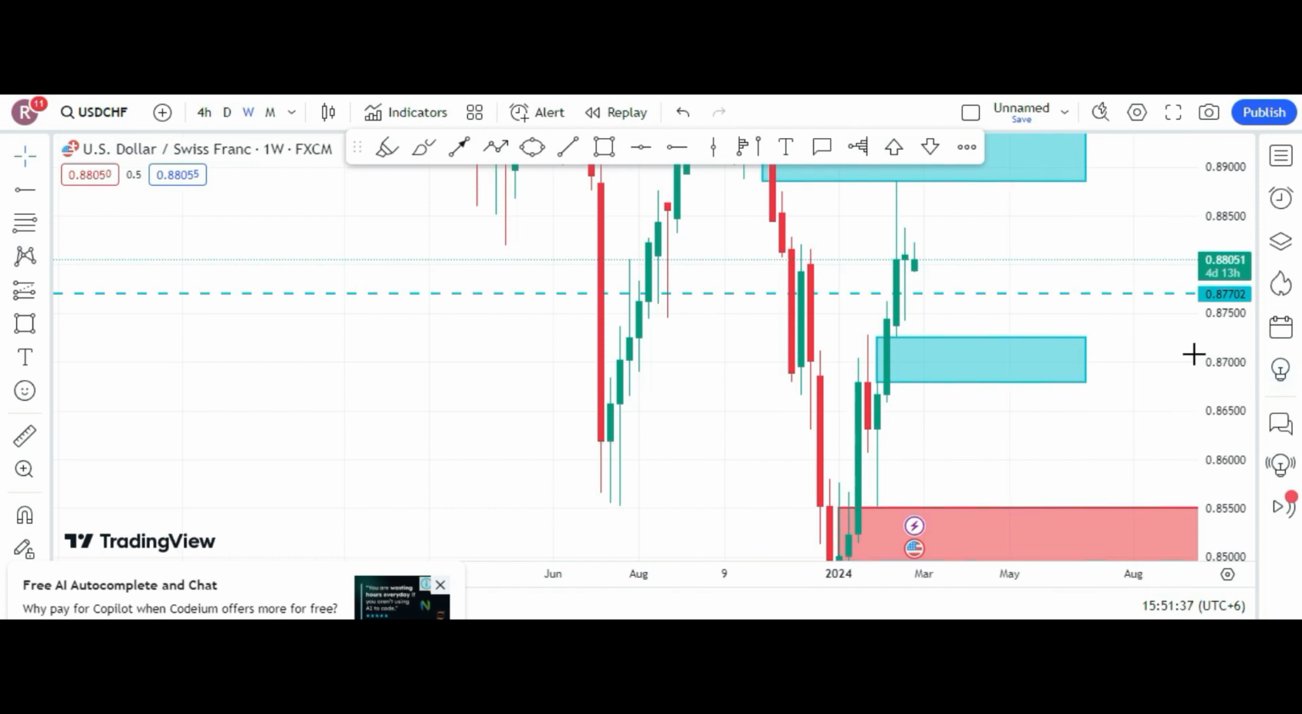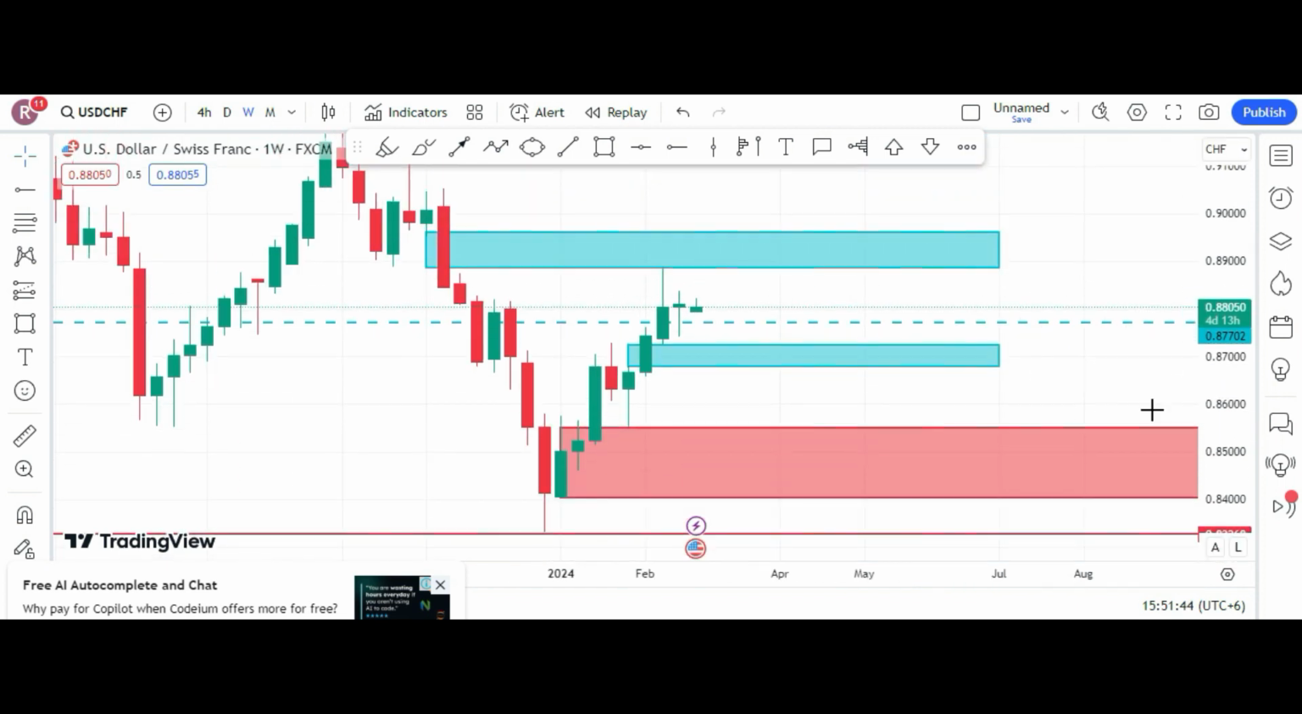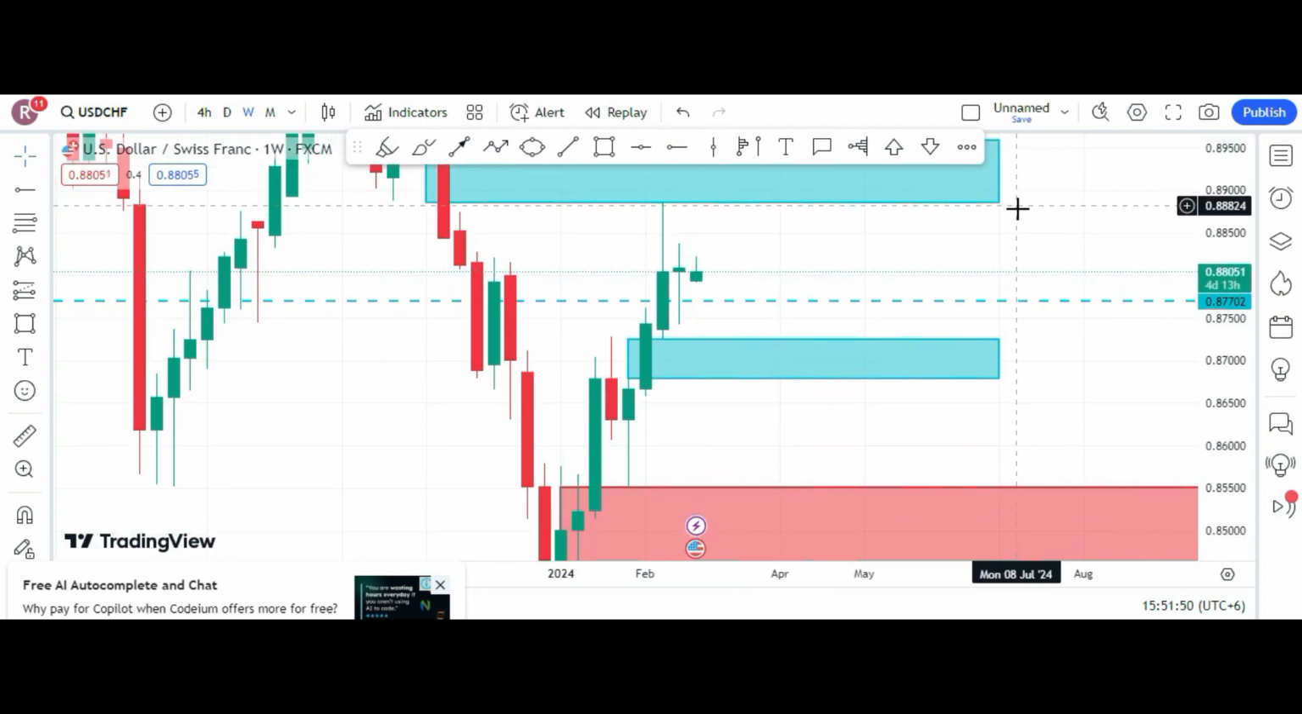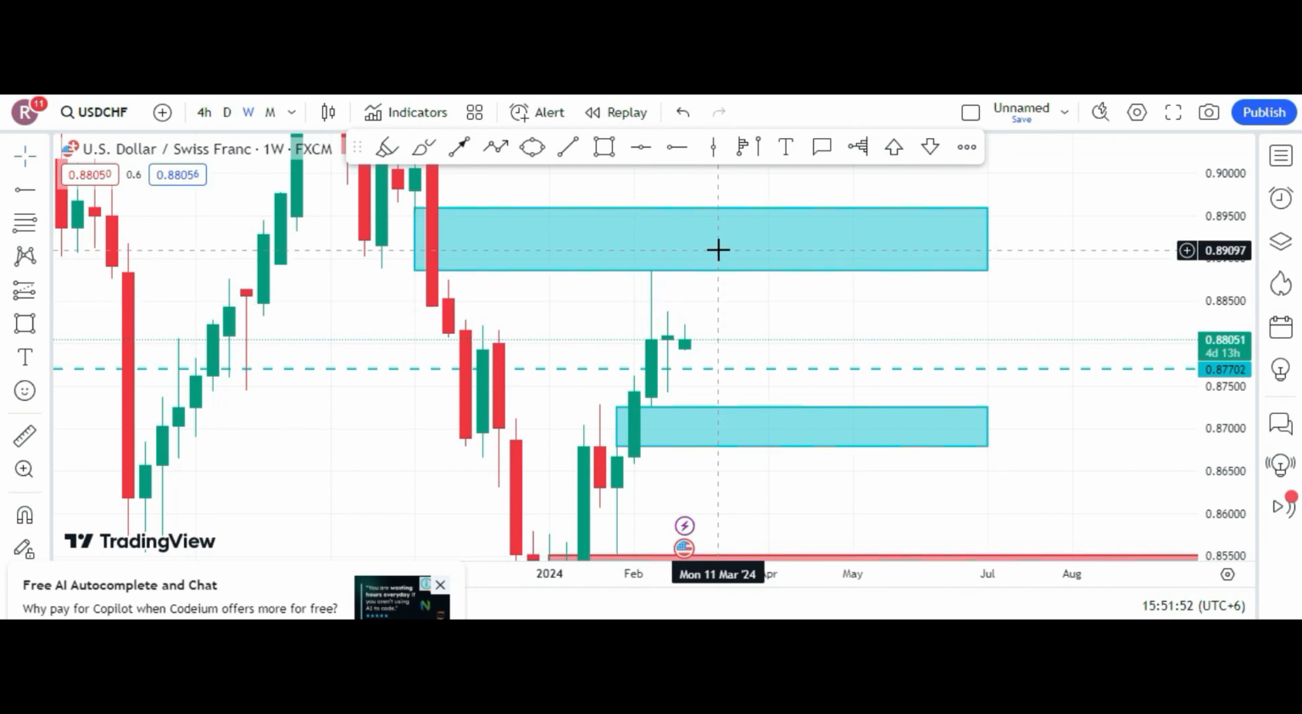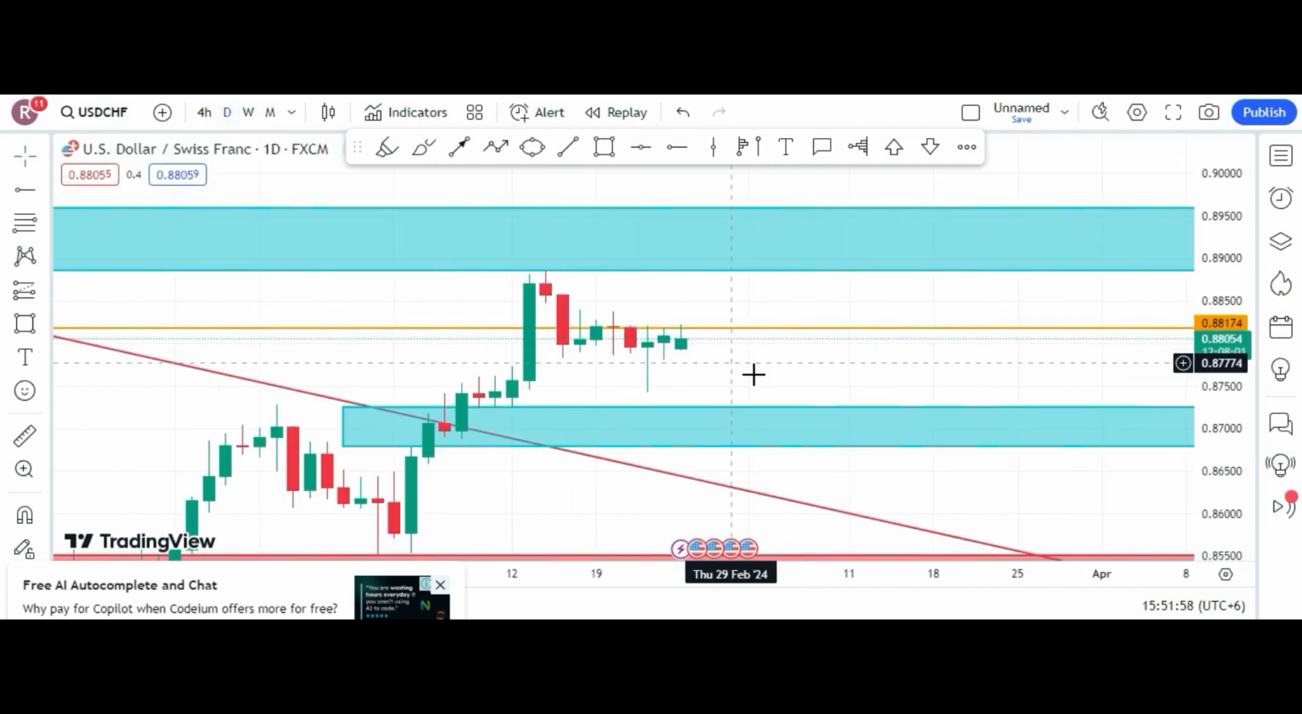And last week it was bearish, never taken out this imbalance, and this week we are seeing something that it tried to move up, but is still struggling getting the momentum to go upward. So we don't know whether it will take out this one or this one first. So let's get into a lower time frame, daily.